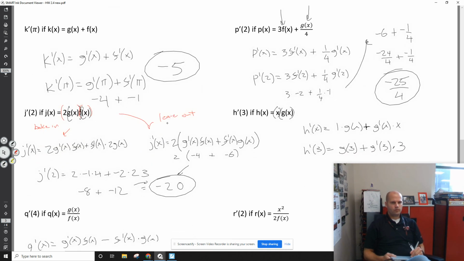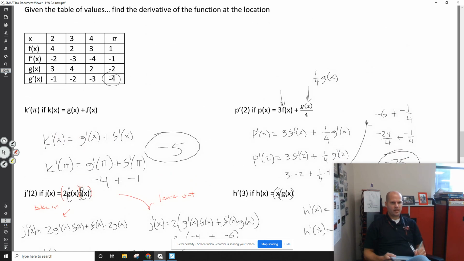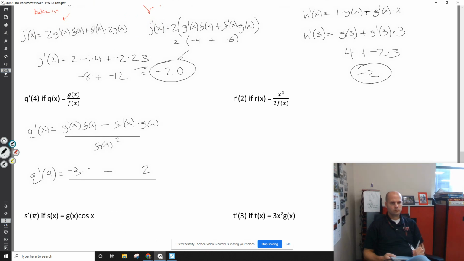F of 4 is 3. F prime is negative 4. Okay, I get negative 9. Don't you dare try to cancel that with this 9. You can only cancel over multiplication. This would be plus 8, so that's negative 1 over 9.